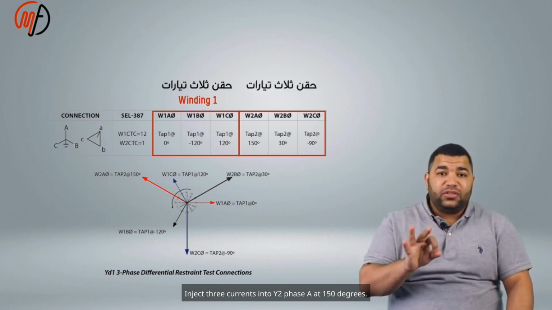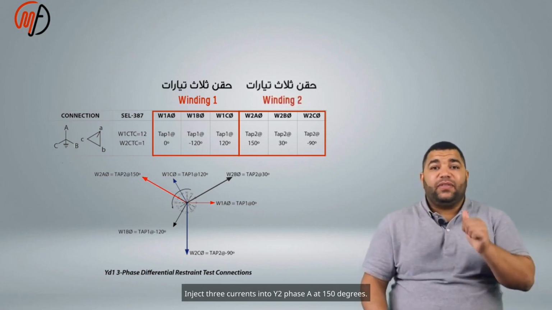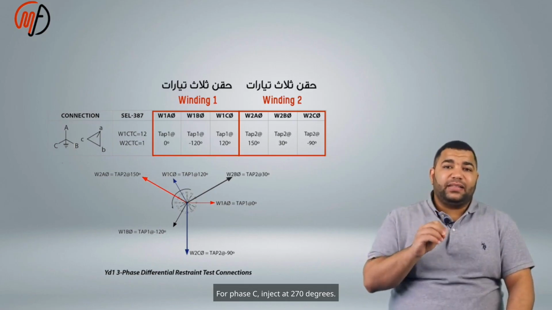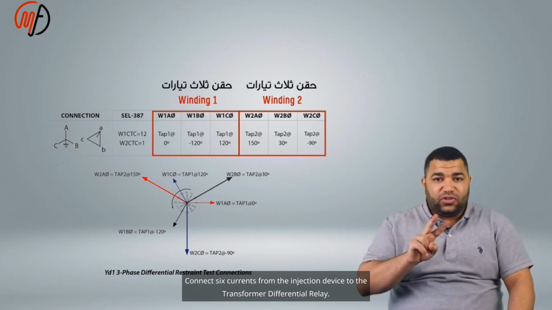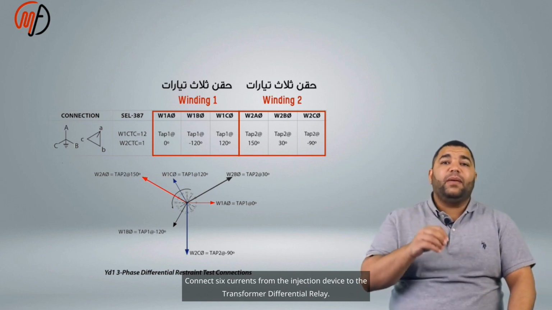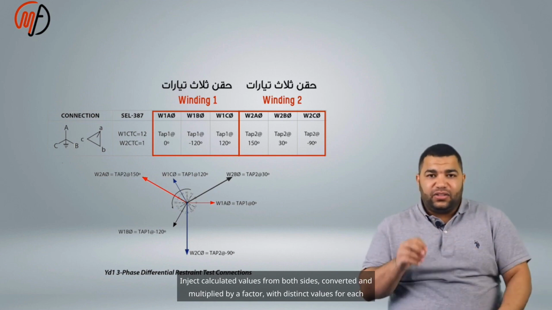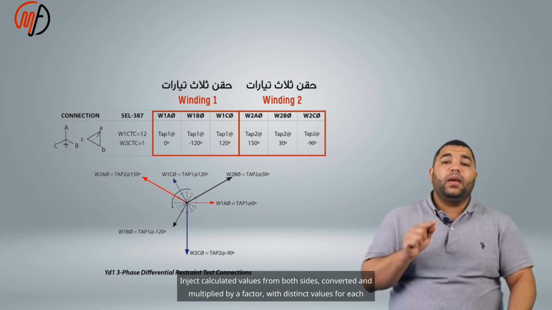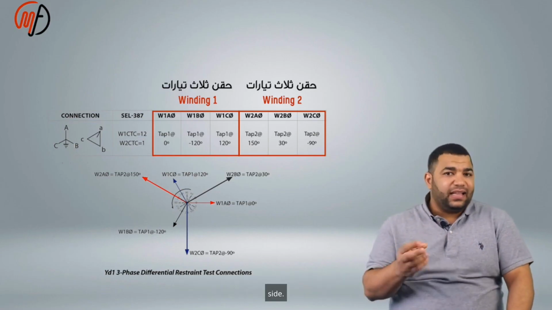Inject 3 currents into Y2 phase A at 150 degrees. For phase B, inject at 30 degrees. For phase C, inject at 270 degrees. Connect 6 currents from the injection device to the transformer differential relay. Inject calculated values from both sides, converted and multiplied by a factor with distinct values for each side.